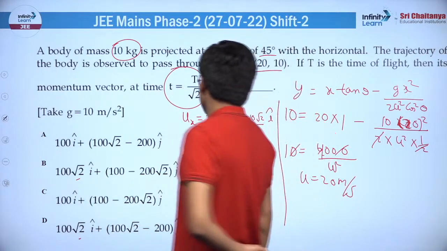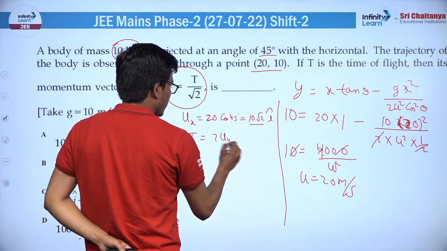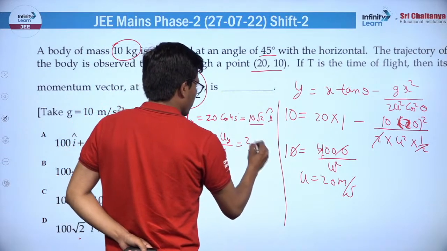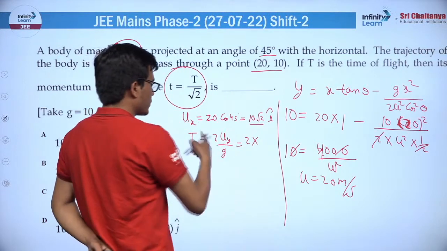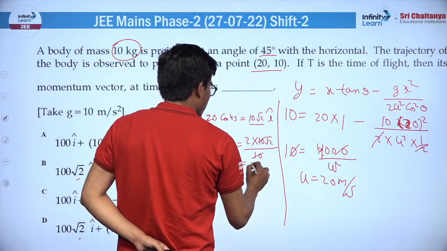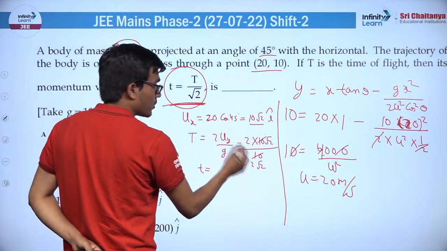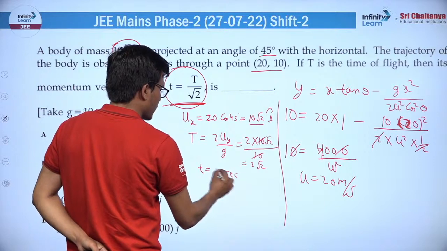So let us calculate the y. We can calculate the time of flight as 2uy by g. If theta is 45 degrees, ux and uy will be the same, divided by 10, so the time is 2 root 2. And I want it at what time? T by root 2 times, means at 2 seconds.